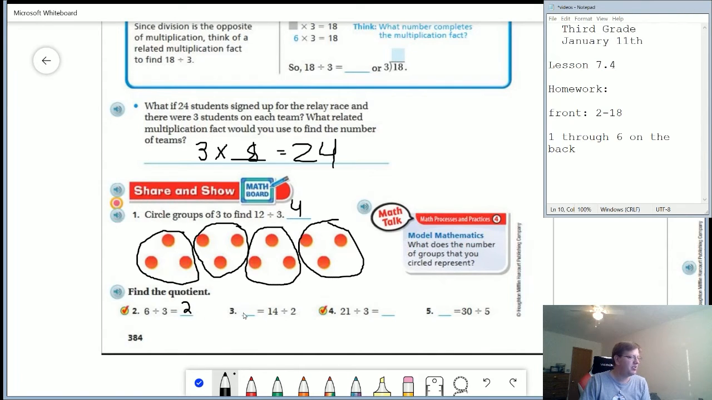Same thing with number 3, if I take 14 things and put them into 2 equal groups, how many would go in each group? That would be 7. 21 divided by 3 will give us the quotient 7. And our last one, 30 divided by 5 would give us 6. And so we kind of already talked past the answer to number 4 when we were finding this one.